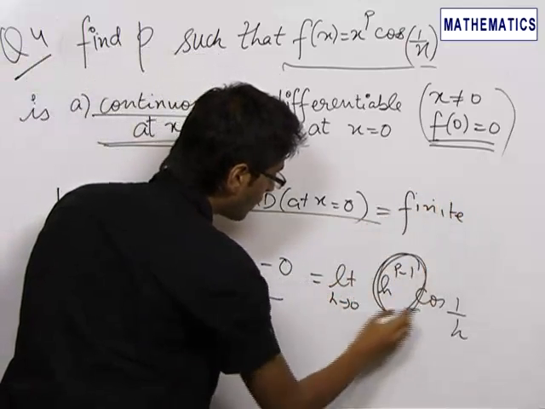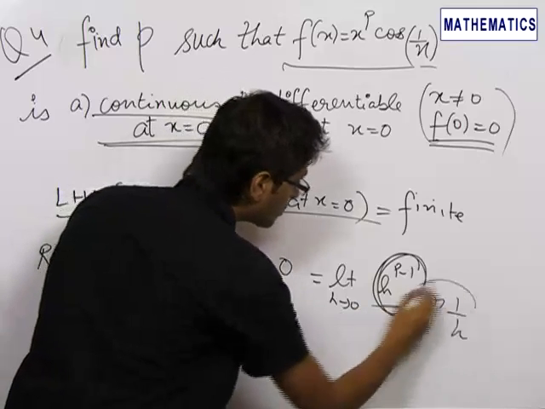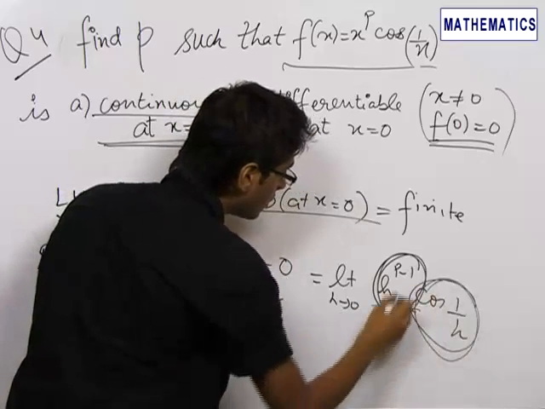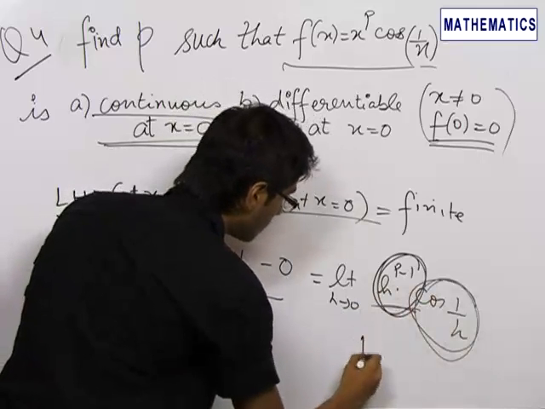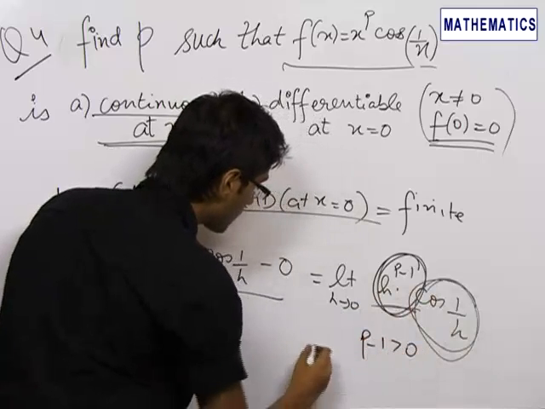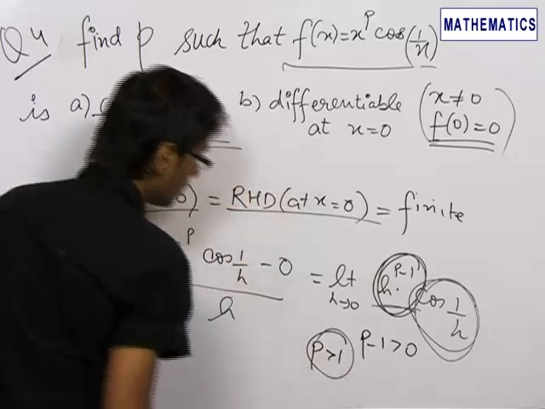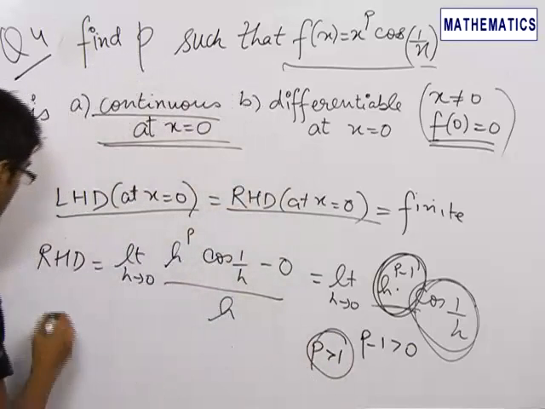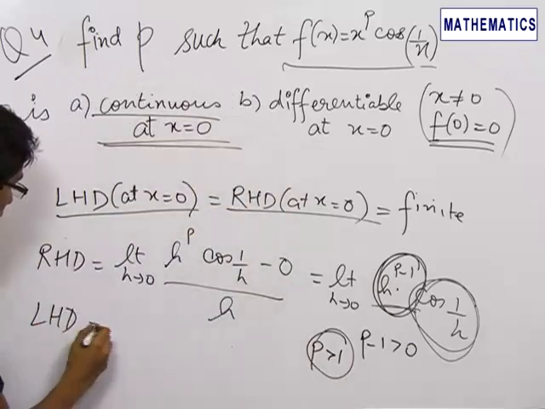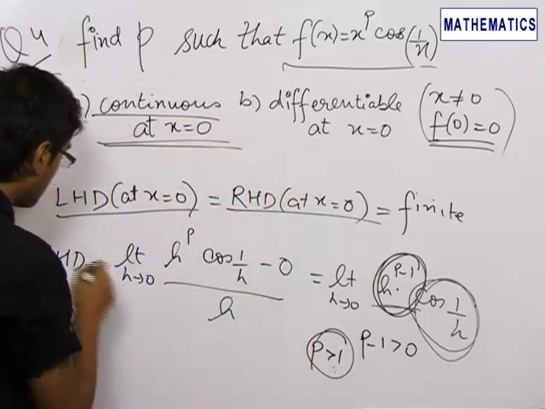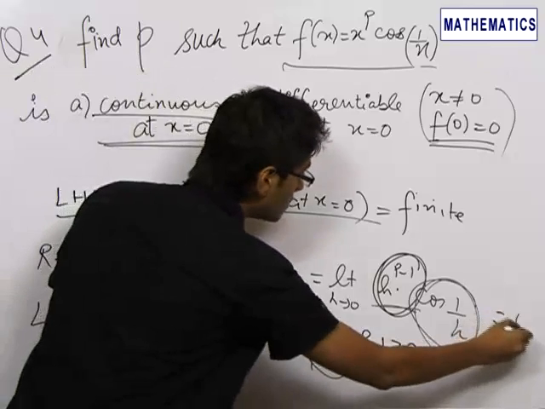a term of h should be present in the numerator, because this is again having an oscillatory limit. So for h to be present in the numerator, p minus 1 should be greater than 0, or p should be greater than 1. Now let us check whether the left hand derivative is also coming equal to the right hand derivative for p greater than 1. The value of the right hand derivative is coming out to be 0.